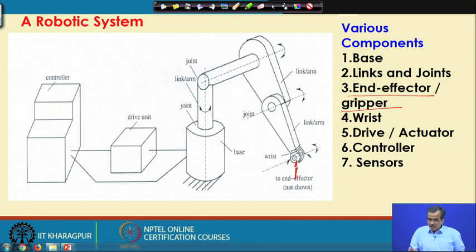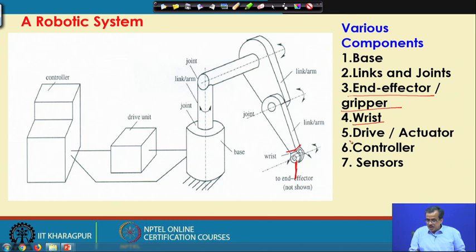I will be discussing the gripper or the end effector in much more detail after some time. The wrist joint is the joint where I am going to connect this end effector with the last link of the robot.